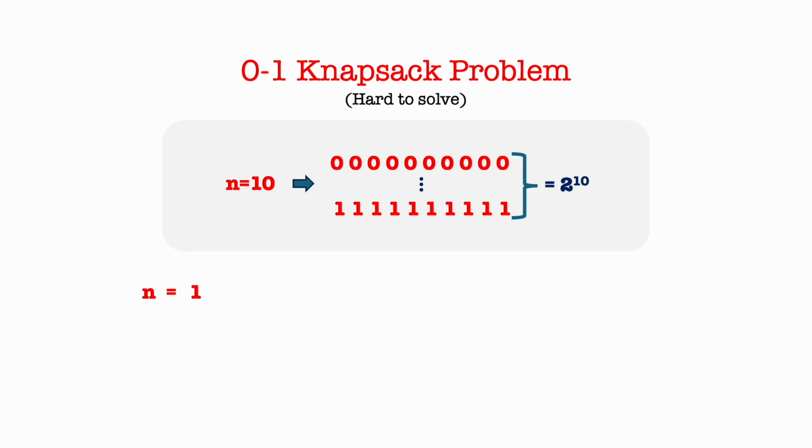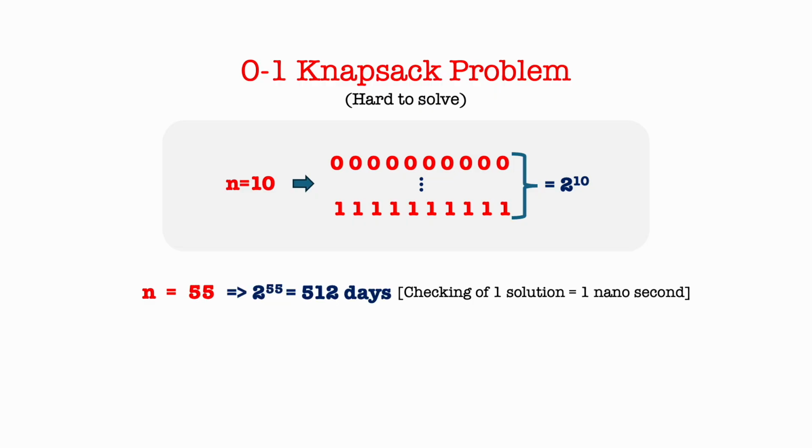But as n increases, the number of solutions to explore in an exhaustive approach increases exponentially. For example, consider n equals 46. Let us consider that checking whether a solution is feasible or infeasible, and if it is feasible, computing the value obtained from the solution, is one operation, and one operation takes 1 nanosecond. It will take 16 days to explore 2 to the power 46 possible solutions. If we increase the items only by 9, that is n equals 55, it will take 512 days to explore all possible solutions to find the optimal one.